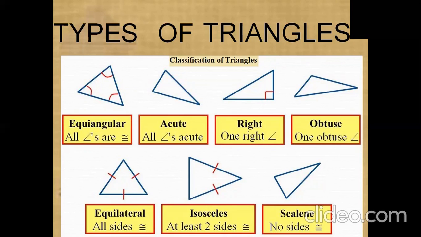Now, on the basis of the sides of the triangle, triangles can be classified as equilateral triangle, isosceles triangle, and scalene triangle. Equilateral triangle means all the three sides of the triangle are equal. Isosceles triangle means at least two sides of the triangle are equal. Scalene triangle means none of the sides of the triangle are equal.